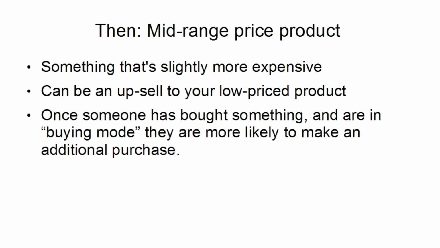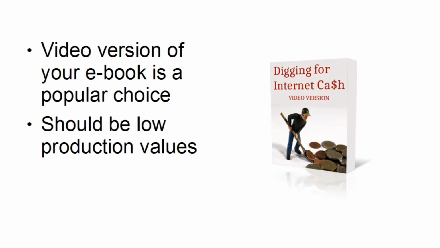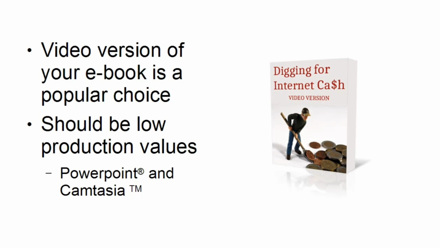Because you see, once someone has bought something and they're in buying mode, they're much more likely to make an additional purchase. And a video version of your ebook is a popular choice at this level. Now, it should be low production values, just text and graphics with a voiceover. And you can use software like PowerPoint to make the slides and Camtasia to do the recording. And it can actually be the exact same stuff that's in your ebook, but just turned into a video.